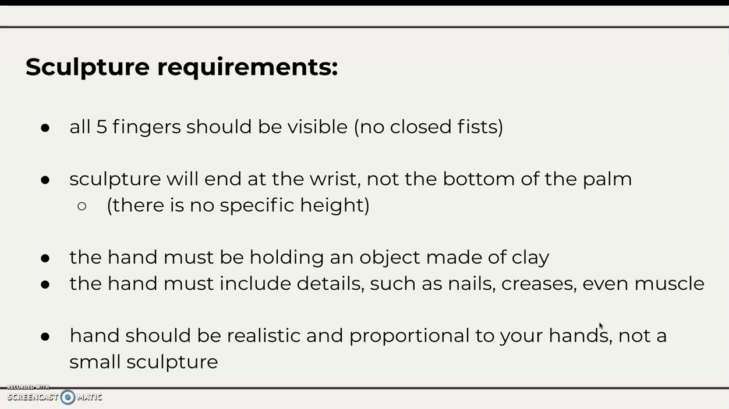So there are some requirements for this sculpture. All 5 fingers should be visible, so your fist cannot be closed around the object. All 5 fingers, we should be able to see them. The sculpture is going to end at the wrist, not at the bottom of the palm, but there's no specific height for this project because it really depends on the gesture of your hand and the object it is holding. The object that you're going to be holding is made out of clay.